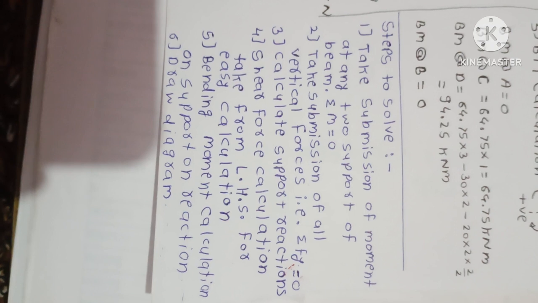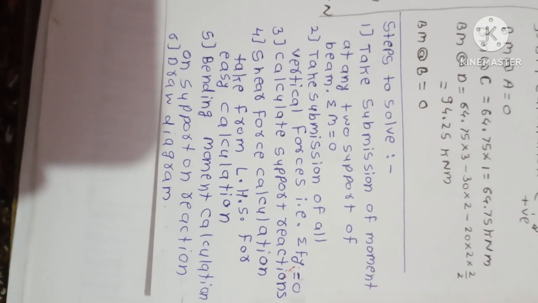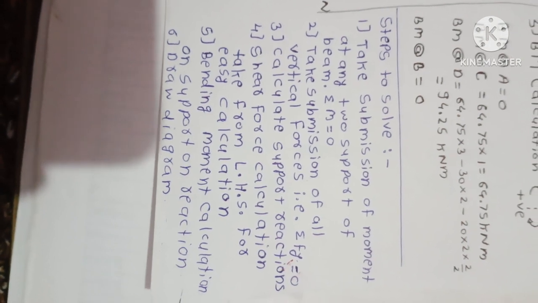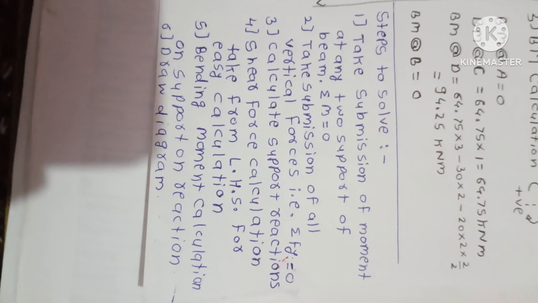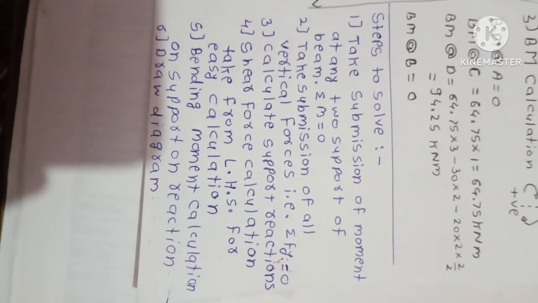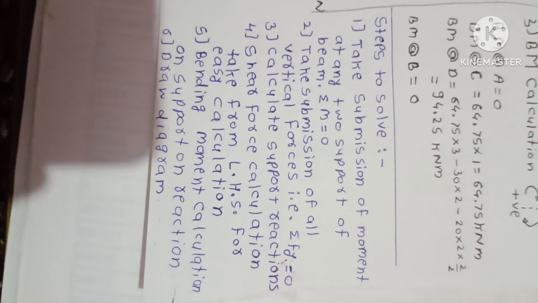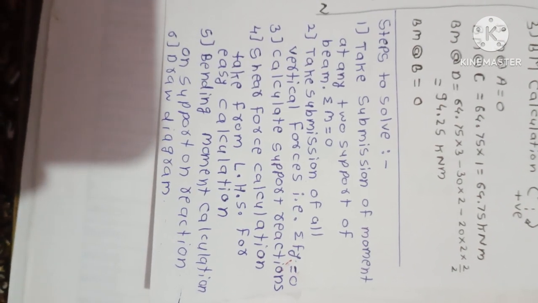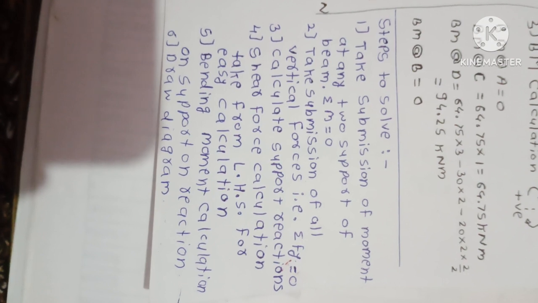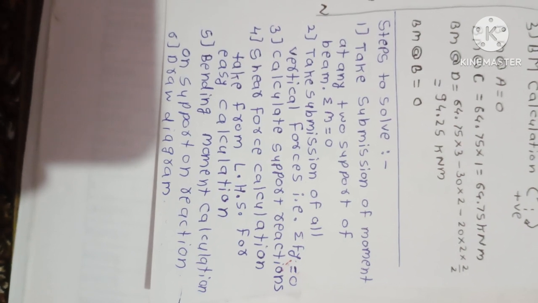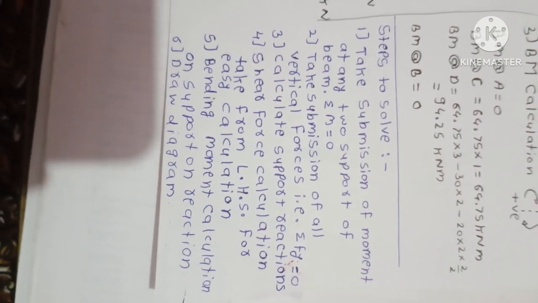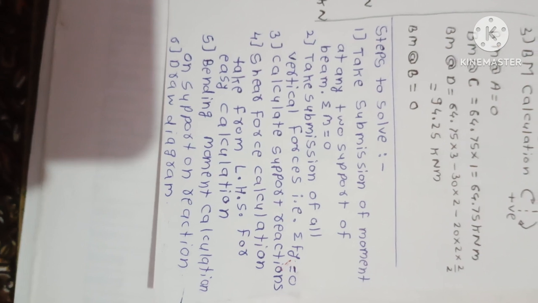First we see the steps to solve this type of numerical. 1. Take summation of moment at any support equal to 0. 2. Take summation of all forces equal to 0. 3. Calculate the support reactions RA and RB from the above 2 steps. 4. For shear force calculation, start from the left-hand support for easy calculation. 5. Bending moment calculation at supports and load points. 6. Finally draw the shear force diagram and bending moment diagram. So let us go forward to our numerical. With the above steps it is easily solved.